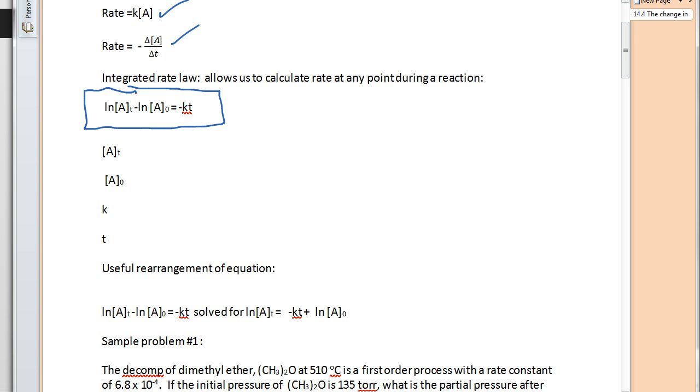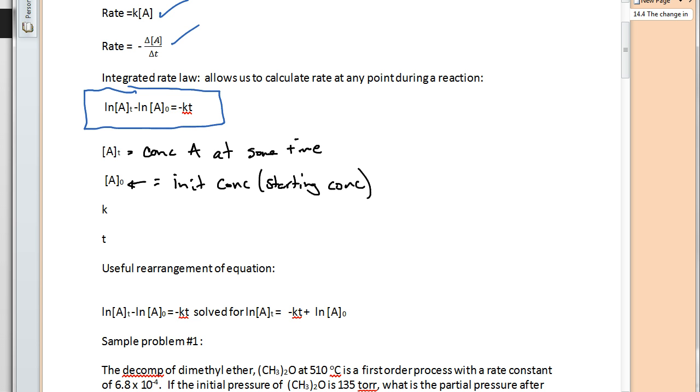First off, the formula is natural log of A at time minus natural log of A initially equals negative k, being the rate law constant, multiplied by time. What does this all mean? Well, let's break it down here real quickly. The concentration of A here is going to be the concentration of our reactant A at some time. And we'll either be determining that time or we'll be given that time. This little subscript here lets us know this is the initial concentration. We also like to call that the starting concentration.